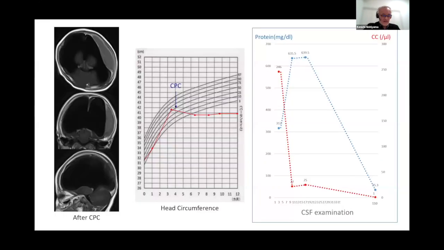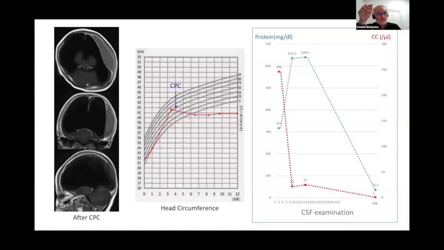Following the procedure, the progressive enlargement of head circumference was arrested. According to changes in the composition of CSF after the procedure, the cell count in CSF fell down like this immediately. The level of CSF protein was increased and maintained high for at least 3 weeks. However, it normalized more than 1 month after that.